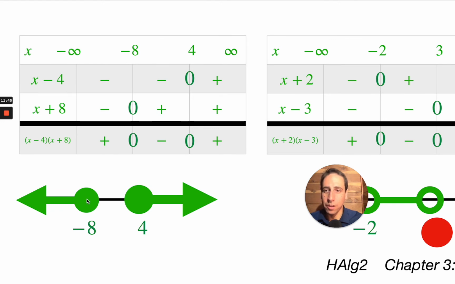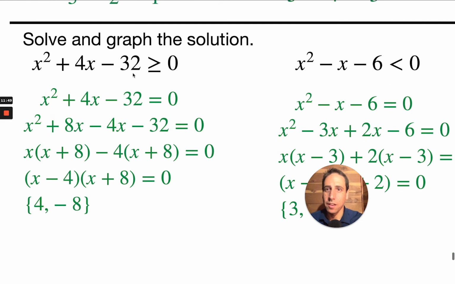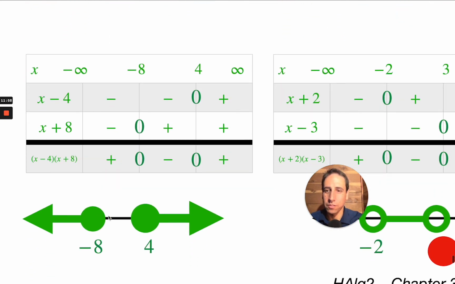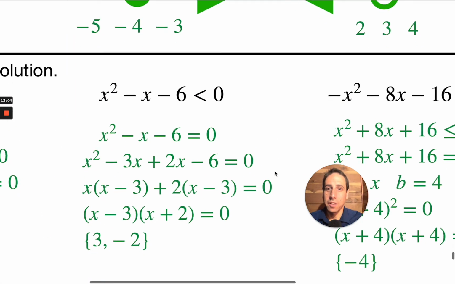Let's also remember that the solid dots, just like before, indicate that 4 and negative 8 are actually solutions. Like 0 would be greater than or equal to 0. So we fill them in to indicate that negative 8 and 4 are actual solutions to the inequality. Check out what's going on here.